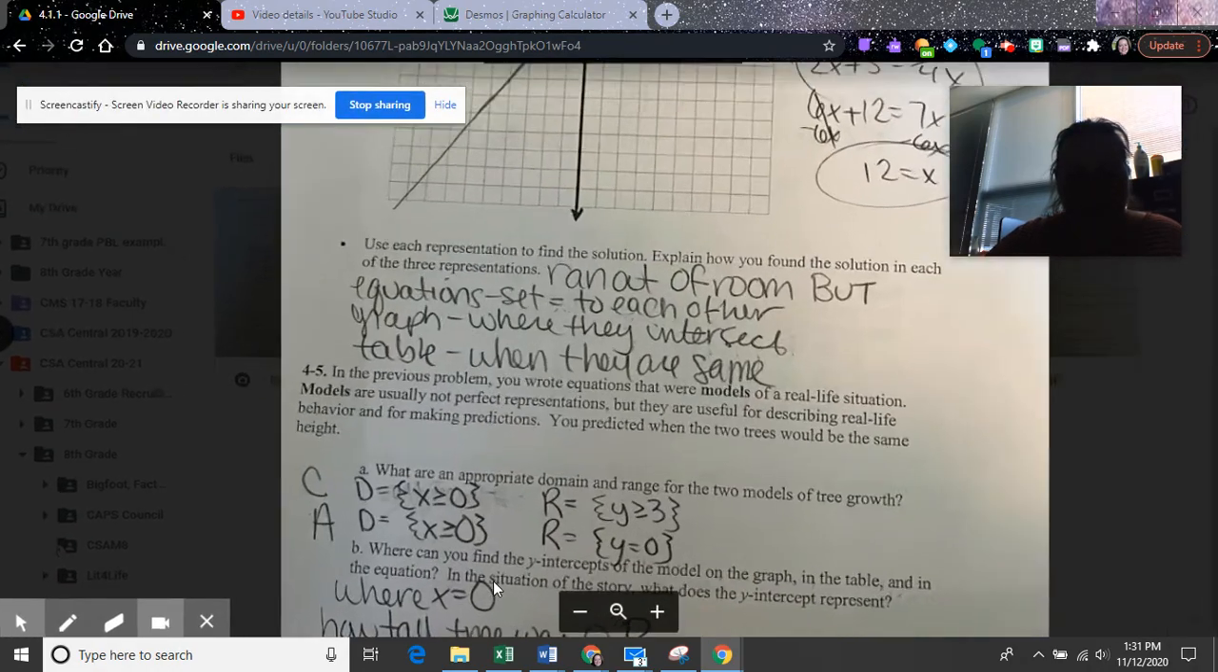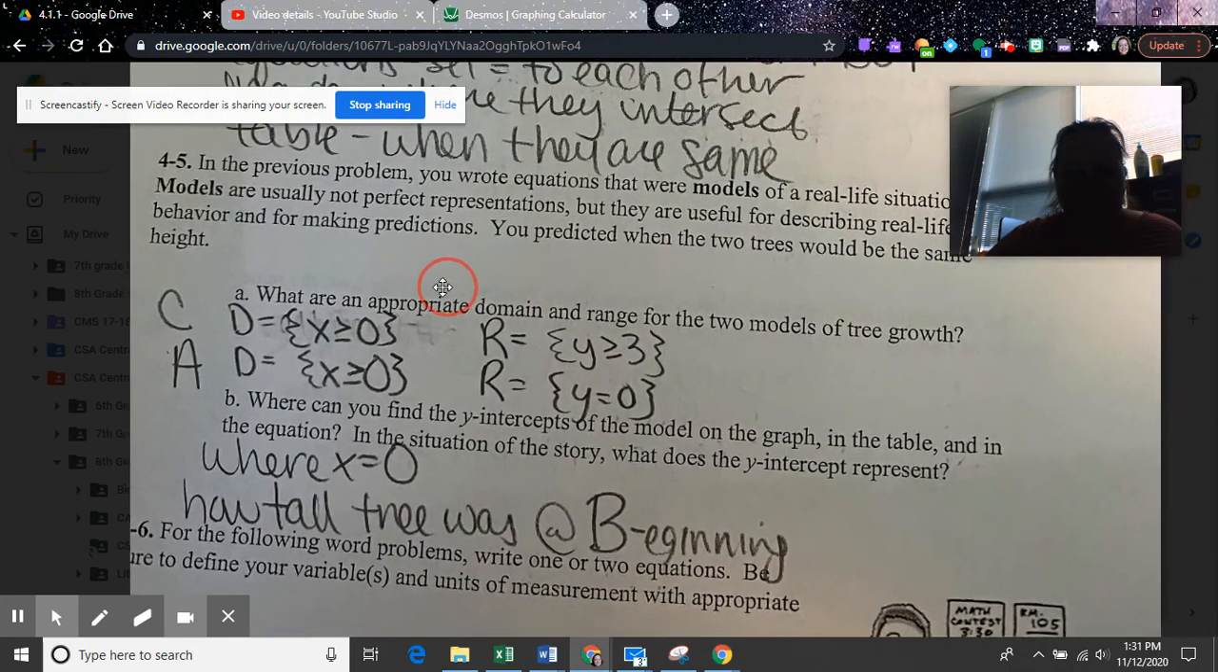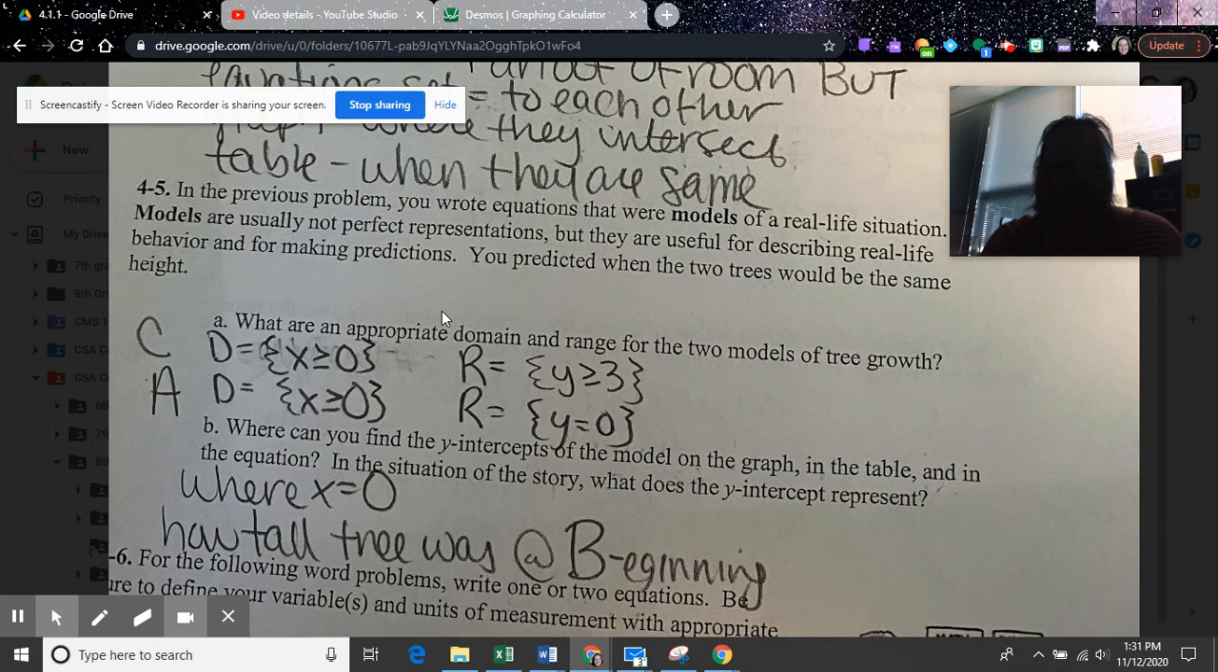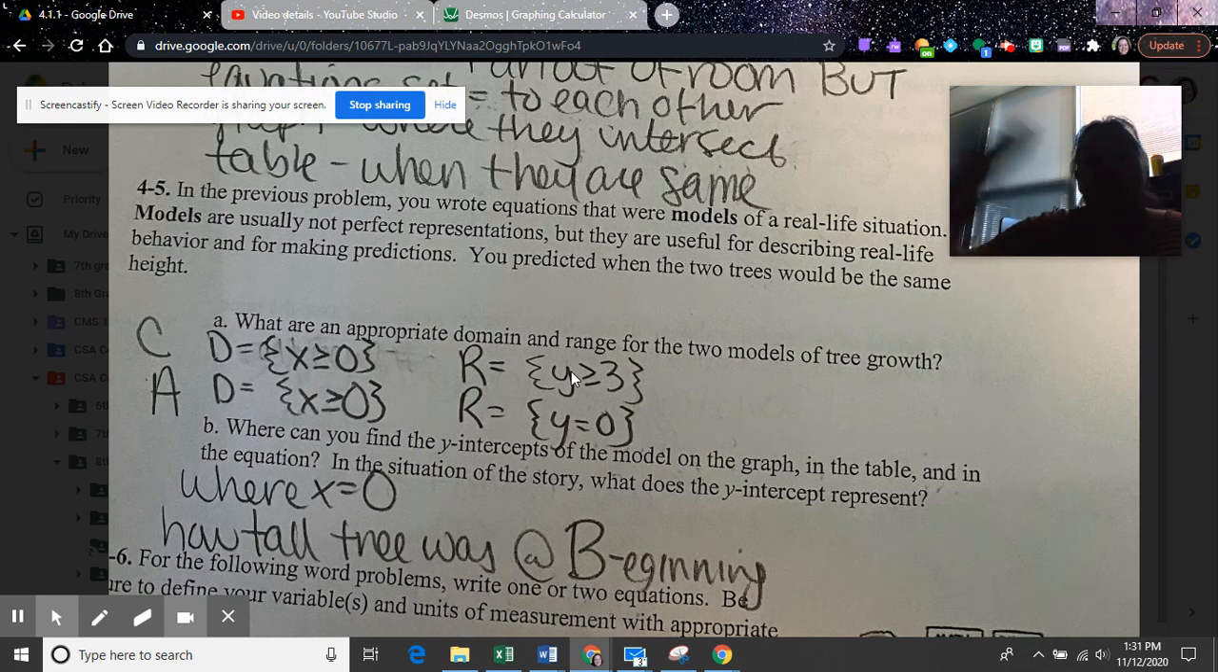Now when we look at number 5, it says, in the previous problem, you wrote equations that were models of real-life situations. Models are usually not perfect representations, but they are useful for describing real-life behavior and making predictions. You predicted when the 2 trees would be the same height. So what would be the appropriate domain and range? Well, for Charles, his domain started at year 0 and went on forever until the tree gets cut down or blown down or whatever. His range never was smaller than 3, so it's going to be all of the numbers greater than 3.